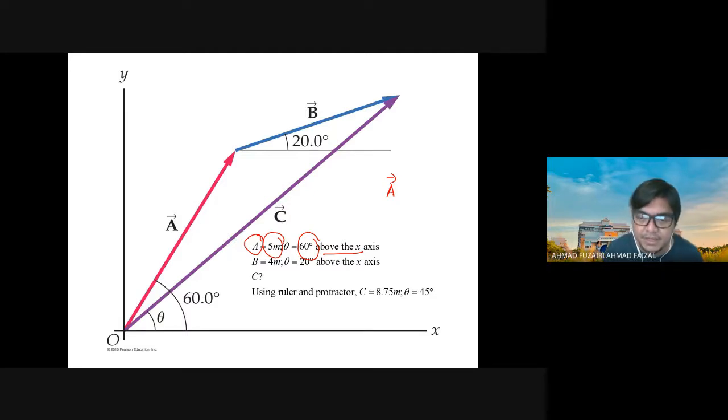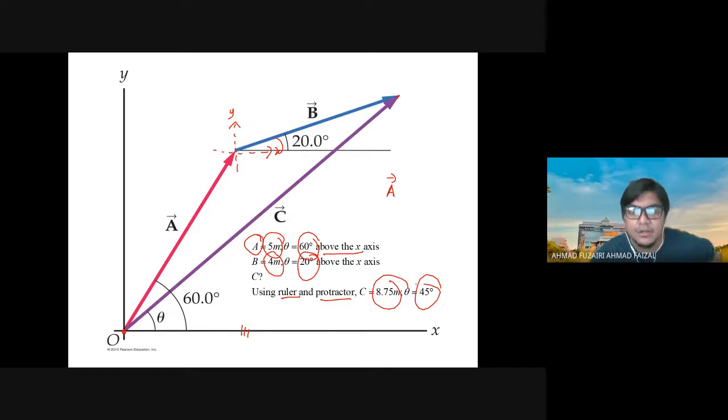How about vector B? 4 meters, theta equals 20 degrees above the x-axis. So ingat x-axis walaupun duduk dekat Cartesian coordinate kat bawah ni, tak semestinya kita tak boleh bawa ke atas ni. So this is y, this is also x, also 20 degrees above the x-axis. Then you calculate using the tip to tail method, daripada hujung awal A kepada hujung B, using a ruler and protractor. So you get 8.75, theta equals 45 degrees. This is just a highlight to you because you already did that in your school.